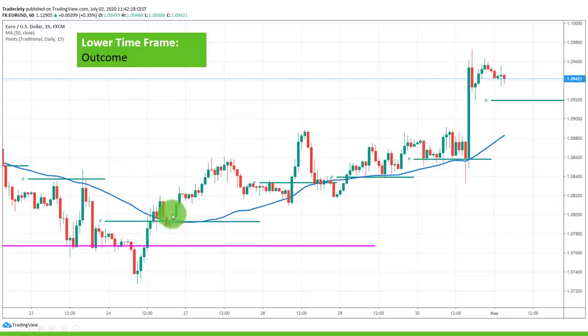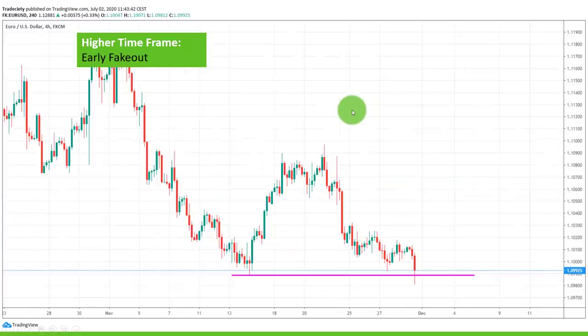And you can see a break and a pullback is often a very, very strong signal that the market is now headed away from the pivot point. And you can see this is where we left off. This is where we had the second fake out on the higher time frame. And you can see the market shot up higher.